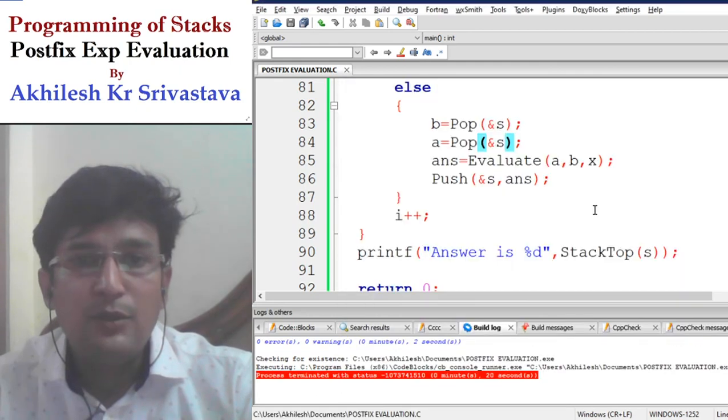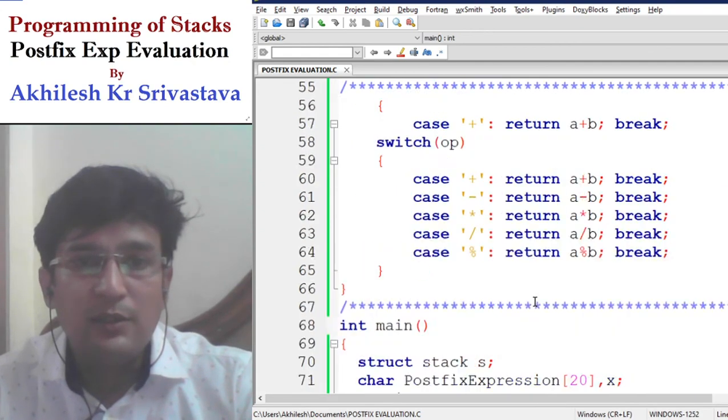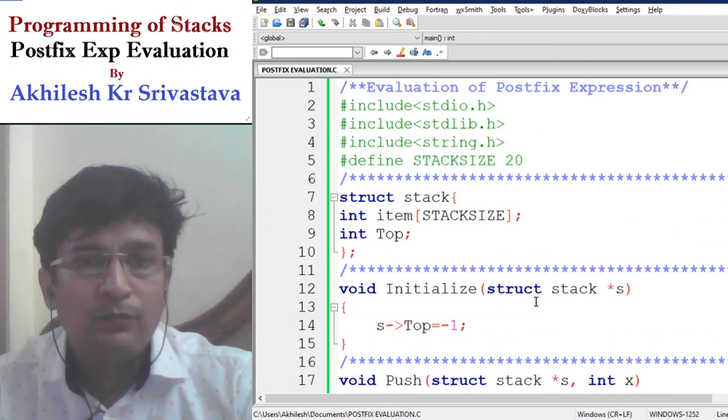That is great. We can do the evaluation of the postfix expression. It is a very simple process through which this can be performed. Thank you.